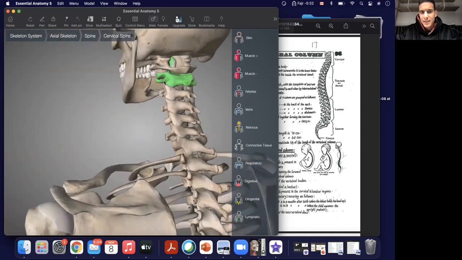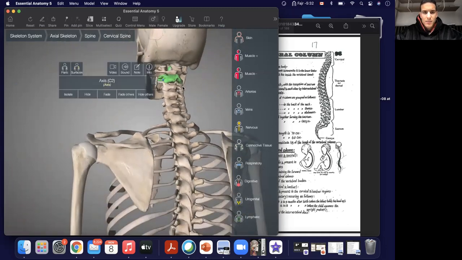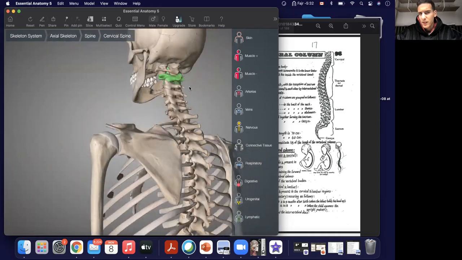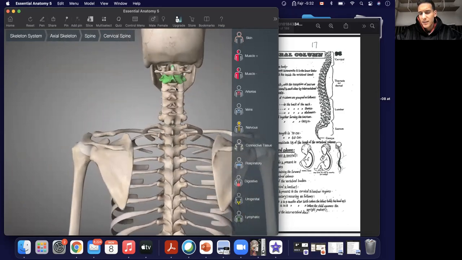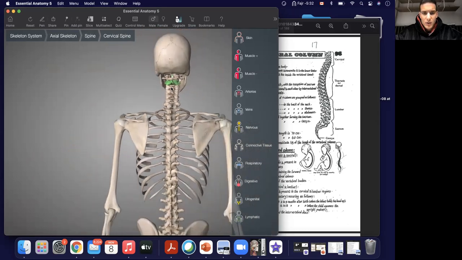The dens of the axis inserts into the structure of the atlas, and then maybe you can dive into the ligaments and stuff like that around this region. You can see that the axis is the main form of contact with the skull and stuff like that. Like, you can say so many things about it.